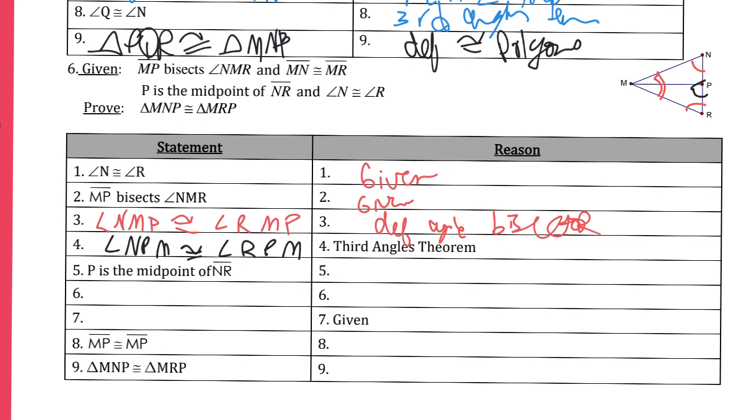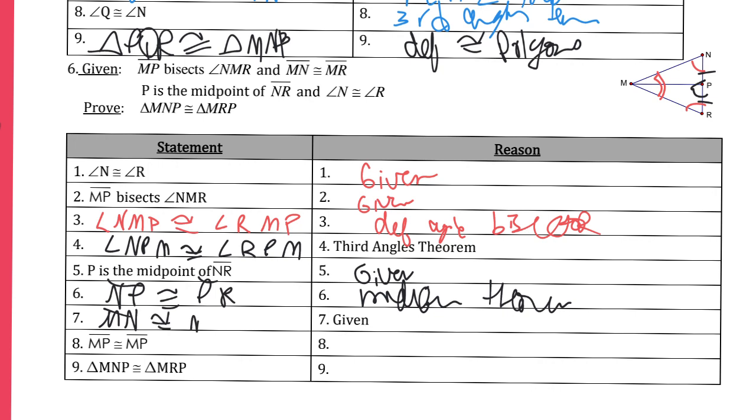And then P is the midpoint of NR. So that means these two segments are congruent. So that means NP is going to be congruent to PR by the midpoint theorem. Okay, and then we got something else that's given. MN and MR are congruent. MN is congruent to MR.